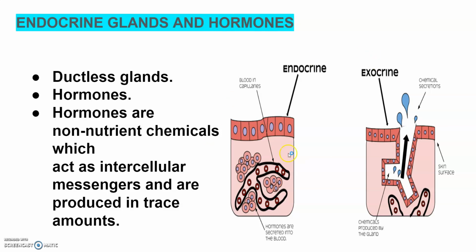Here you can see the difference between the endocrine and the exocrine glands. This is the endocrine gland, which does not have any duct. It directly pours its secretions into the blood capillaries, directly into the blood. The exocrine glands are provided with ducts, which carry the secretions from the exocrine glands. In this chapter we'll be dealing with the endocrine glands.